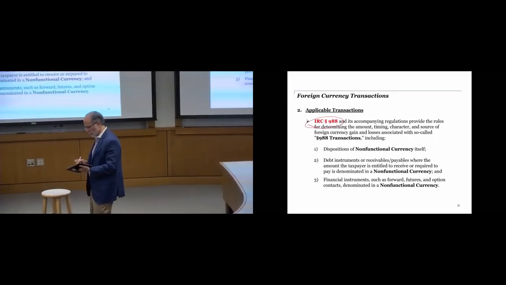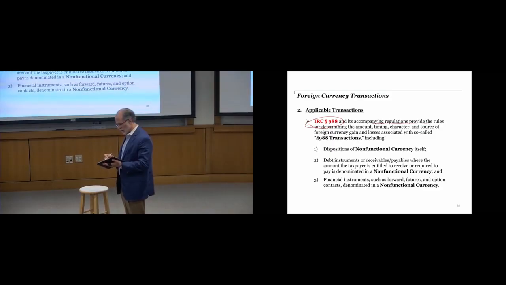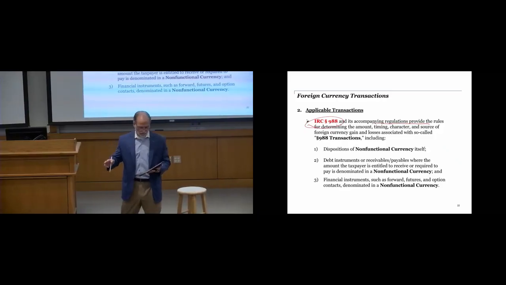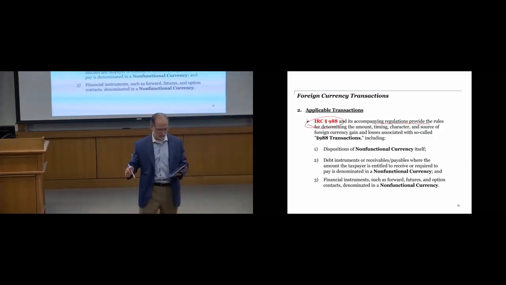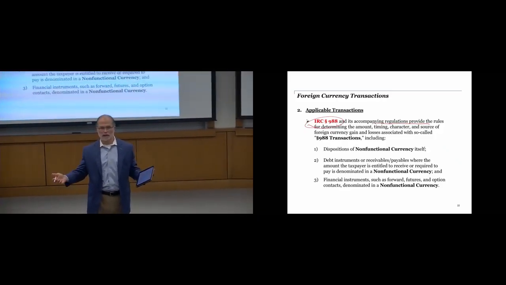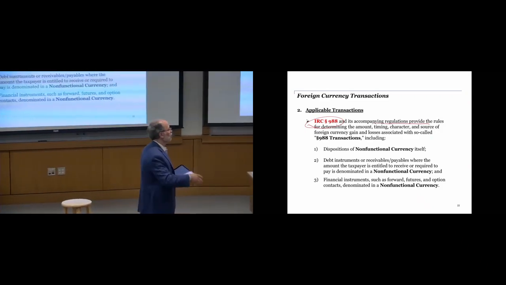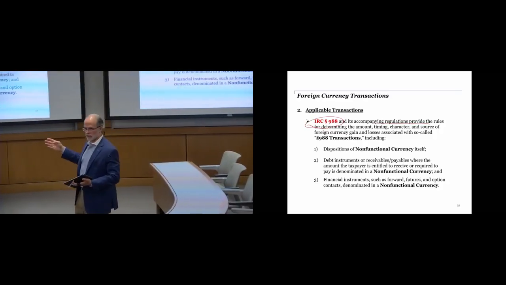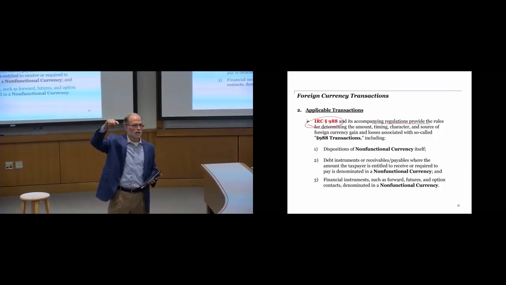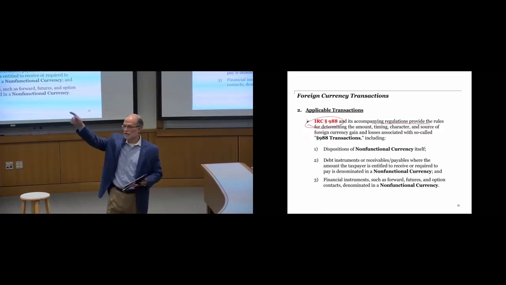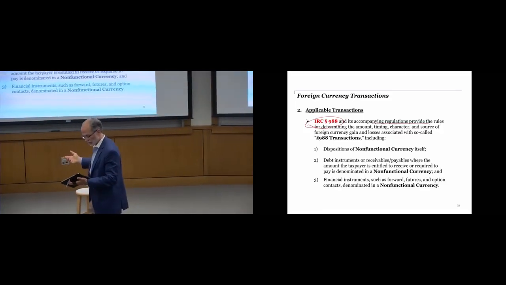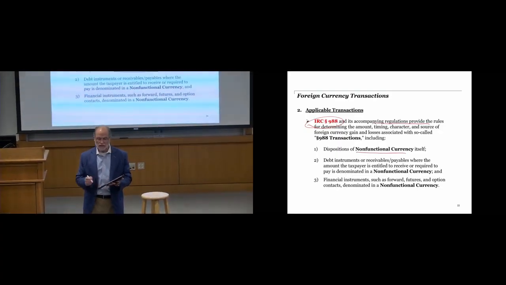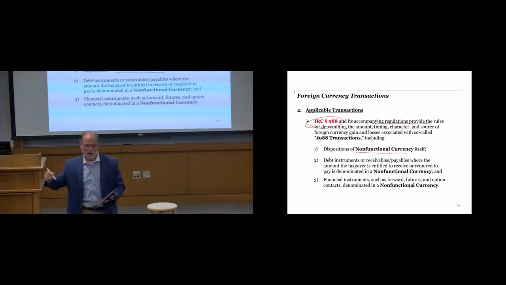So 988 and the accompanying regulations provide the rules for determining the amount, the timing, the character, and the source of foreign currency gains or loss associated with so-called 988 transactions. So practitioners will always talk about when they confront one of these issues, I got a 988 transaction. That means that the U.S. taxpayer has entered into a transaction denominated in other than U.S. dollars. And those transactions typically fall into, I can deal in non-functional currency itself, right?